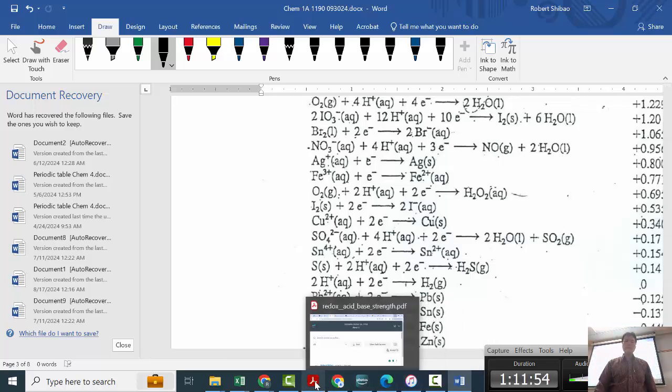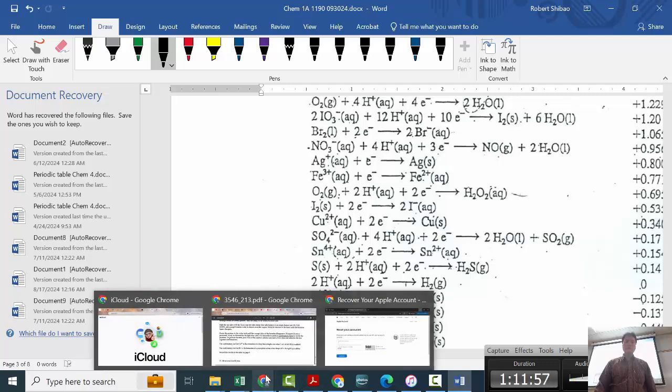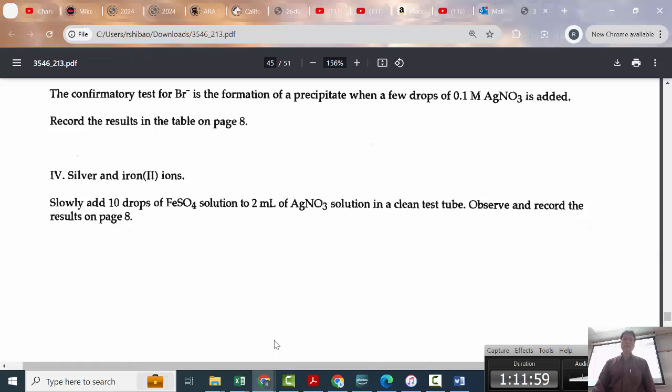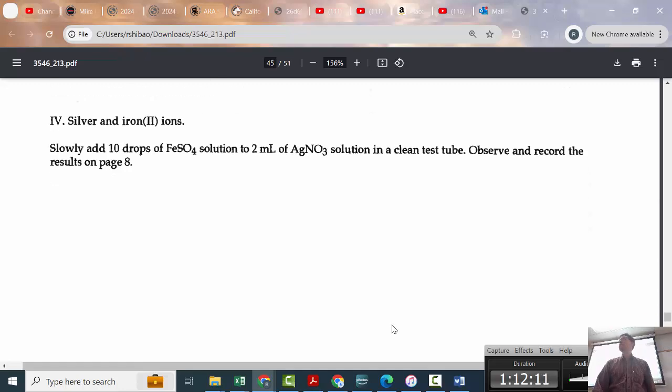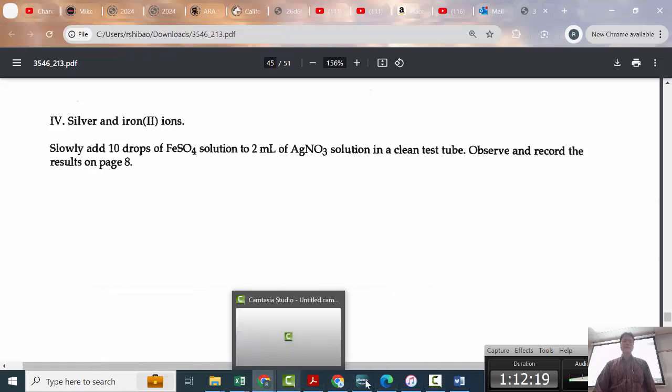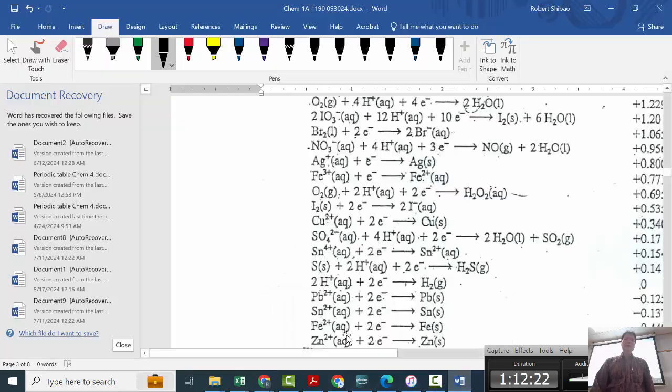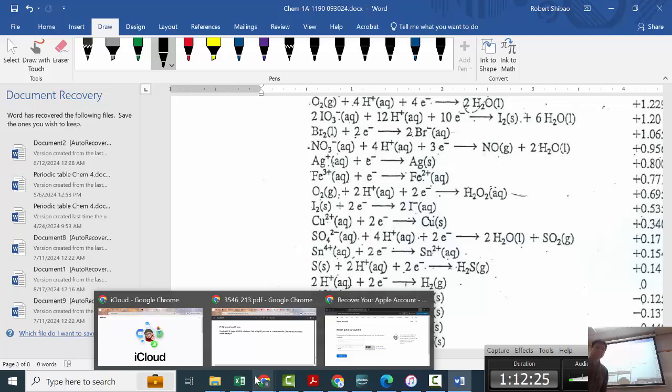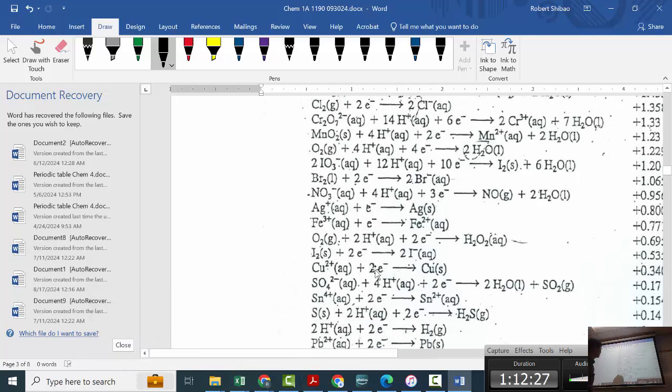All right, and the final reaction we're going to do is this one here. Silver and iron 2 ions. So we're going to take silver ions and iron 2 ions. When we take silver and iron 2, let's take a look at what potentially could form here. It's silver nitrate and iron 2 sulfate. However, we're missing acid. And so we're taking silver nitrate. Nitrate's better, but we don't have any acid.